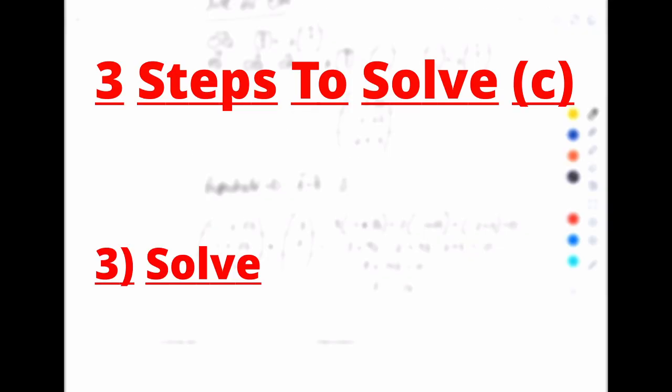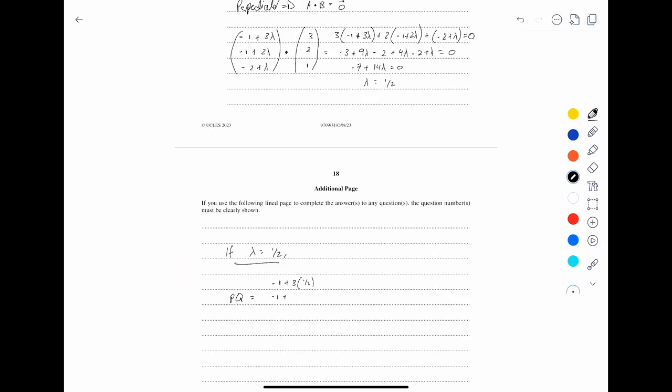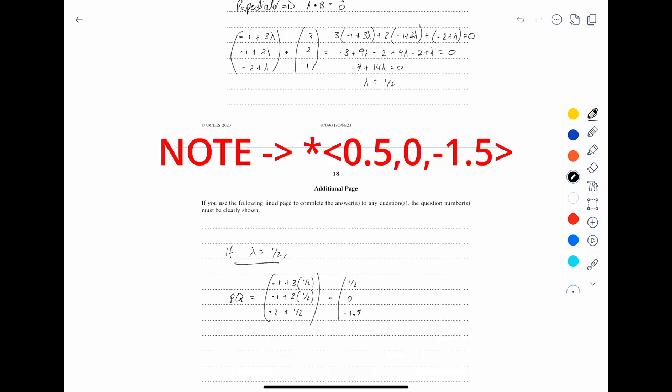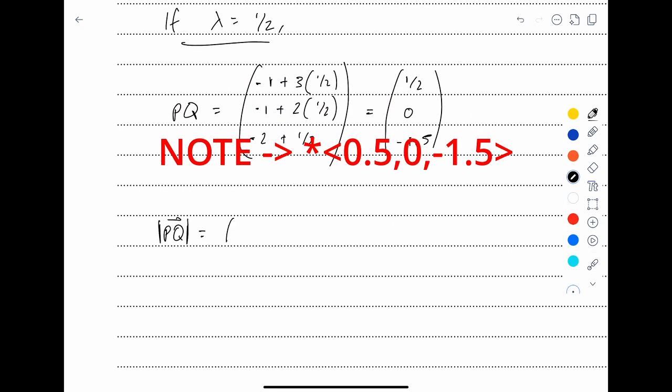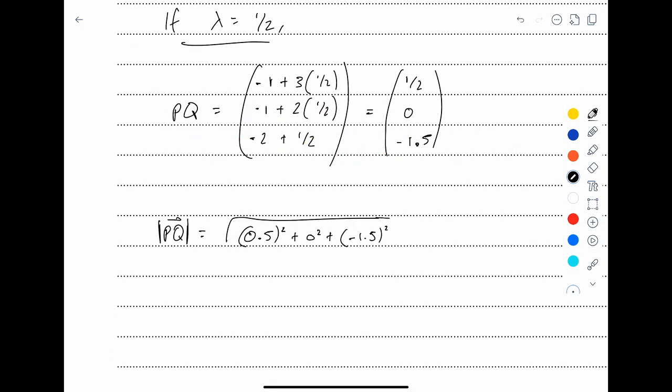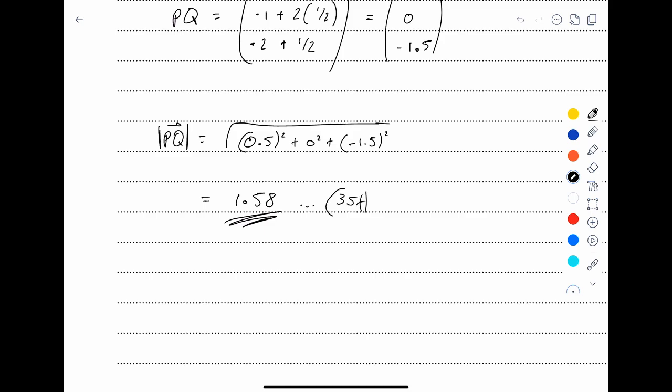Number 3, solve. So this is the easiest bit, because all we have to do now is just plug in lambda equals a half, because that's going to give us the exact position of PQ, which will allow us to find the magnitude. And doing this gives 0.5, 0.5, and -1.5. Okay, and so after plugging this into the magnitude equation, we're going to get 1.58. So as you can see, this question was actually quite simple if you break it down into parts. And ultimately, we were able to get 10 out of 10, simply through breaking it into chunks and solving systematically.